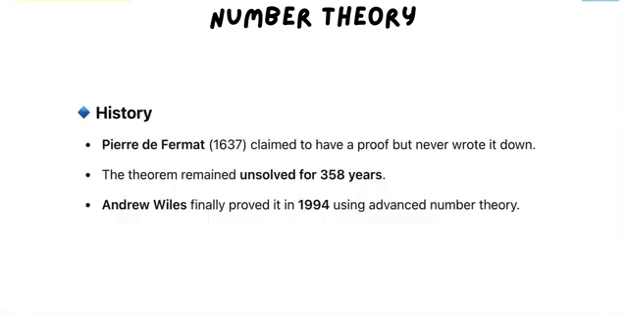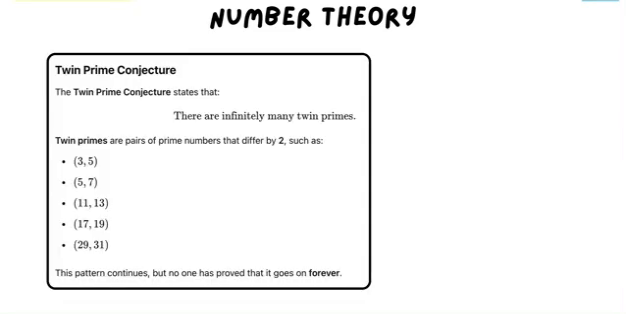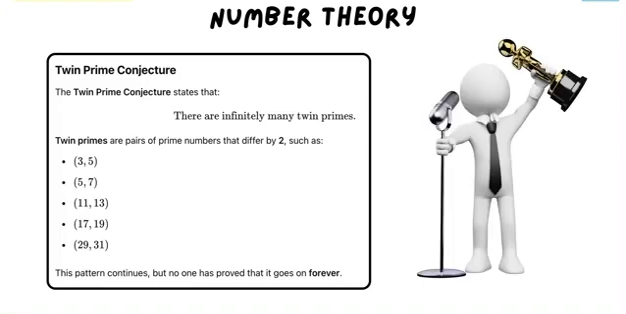which was proved in 1994 after 350-plus years. Or this one, which is the Goldbach conjecture, which is still unproven, or this one, which is twin prime conjecture. Nobody has proved this yet. If you do, you'll become famous in math history.